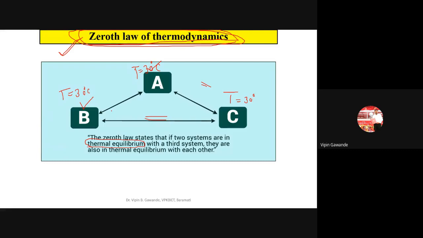And I already told you, these laws of thermodynamics are taken from what? They are taken from the general nature. That means whatever activities are happening in nature.